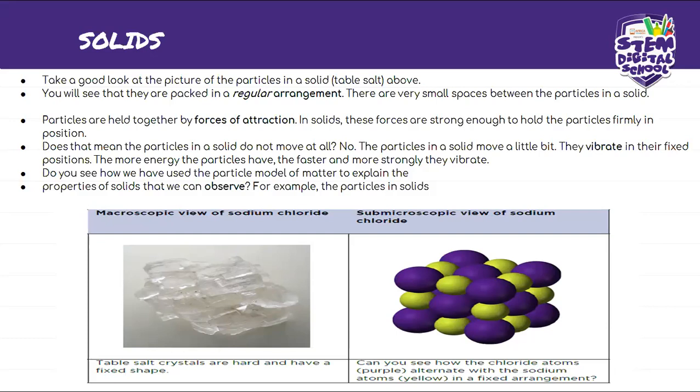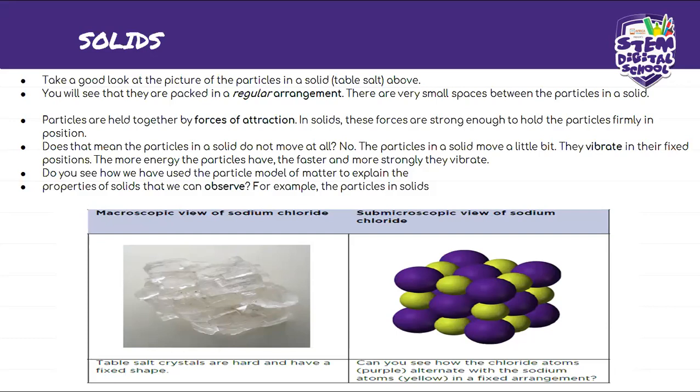Okay, then let's continue. So particles are held by forces of attraction. In solid, these forces are strong enough to hold the particles firmly in position. Does that mean that the particles in the solid do not move at all? No, the answer is no. The particles in solid move a little bit. In fact, we can say they vibrate in their fixed position. The more energy that the particles have, the faster and more strongly they vibrate.